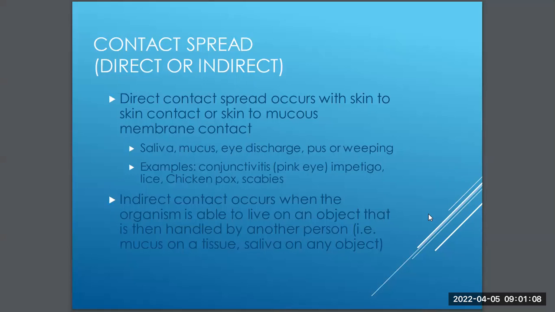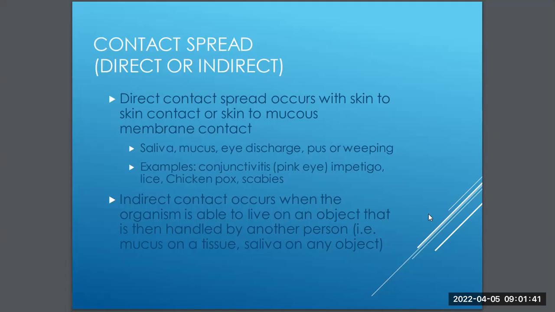Contact spread, direct or indirect. Direct contact spread occurs with skin to skin contact or skin to mucous membrane contact: saliva, mucus, eye discharge, pus or weeping. Pus refers to a thick yellowish or greenish liquid produced by infected tissue. Examples: pink eye, lice, chickenpox, and scabies.